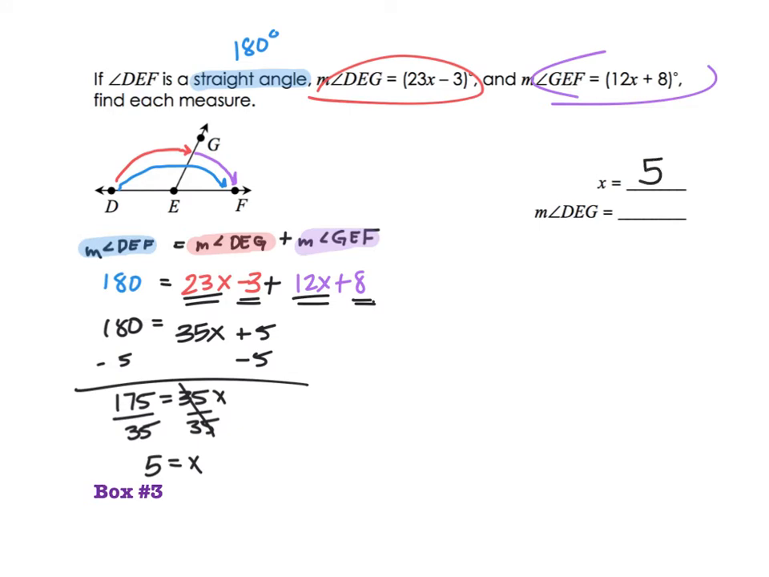Now, they also want me to find measurement of angle DEG. Measurement of angle DEG is equal to 23x minus 3. That means I have 23 times my x, which I already know, it's 5, right? So 23 times 5 gives me 115 minus 3, which gives me 112. That's the measurement of DEG. Now, I'm not asking you for GEF, but hopefully you can figure it out. All right?